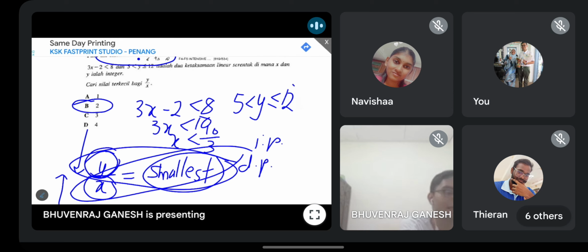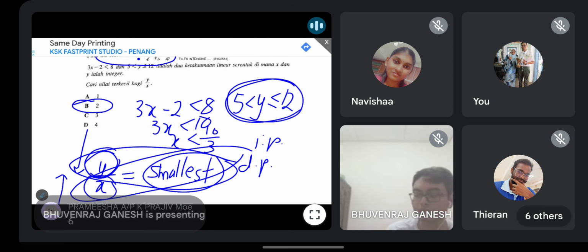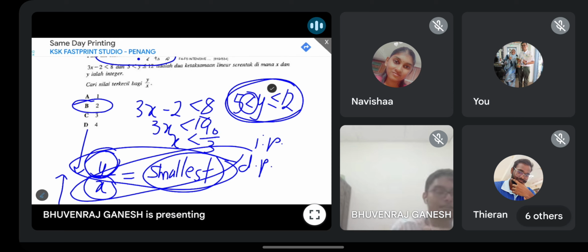The y value must be small. So guys, what y value can I take from here? Apa nilai y saya boleh ambil to get the small value of y? What is the possible value? Yes, 6. 5 cannot because it's less than. I mean, y greater than 5. So 6 is one option.